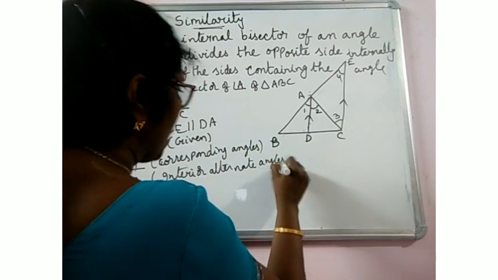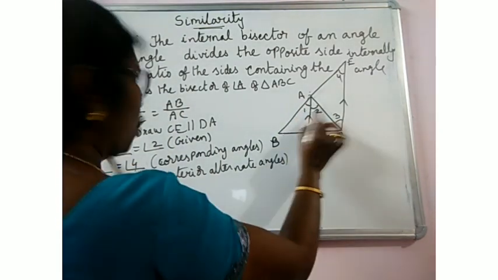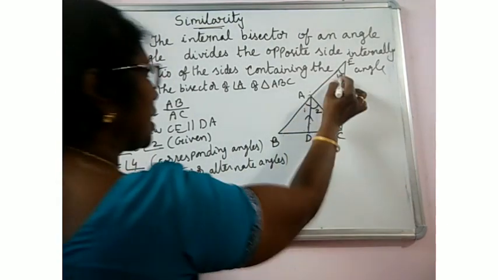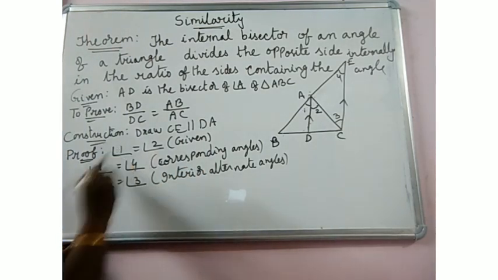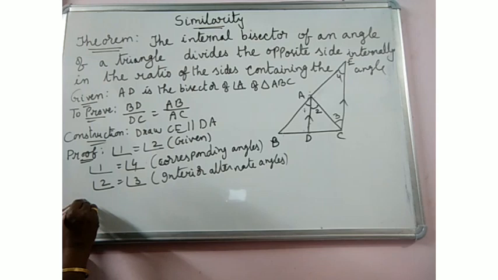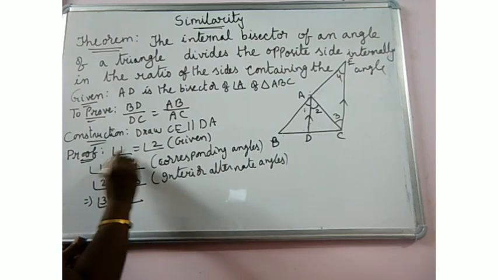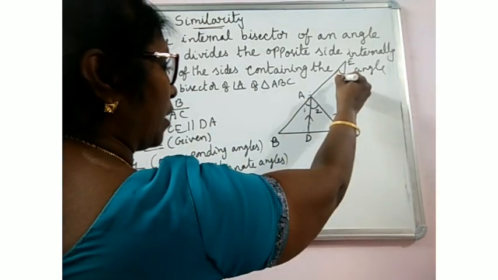So 1 is equal to 2, given to us. 2 is equal to 3 because they are interior alternate angles. 1 is equal to 4 because they are corresponding angles. That implies angle 3 is equal to angle 4, because 1 is equal to 2.